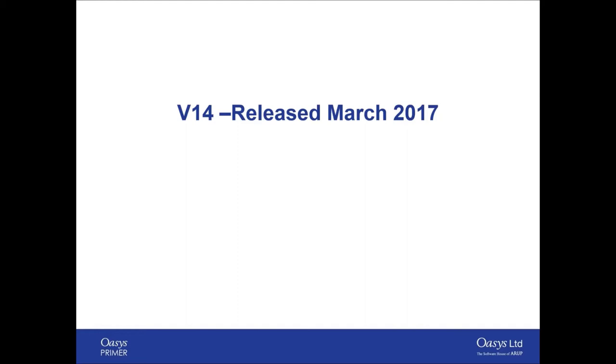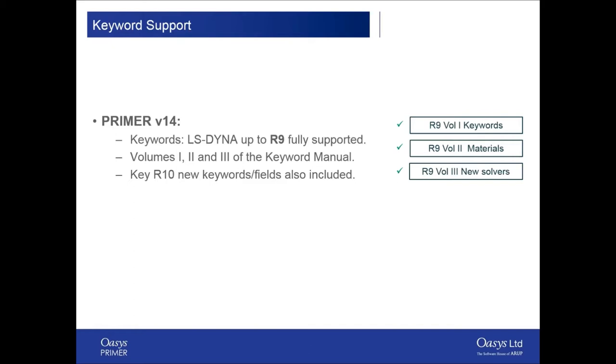First of all, I'll talk about keyword support. In version 14 of Primer, in terms of LS-DYNA keywords, it supports everything up to and including R9, so that's across volumes 1, 2, and 3. It also supports quite a few R10 keywords and fields. These are generally things like control cards, contact cards, material cards, and they're there if you want to try out some of the new features that are in R10. But everything up to and including R9 will be supported.